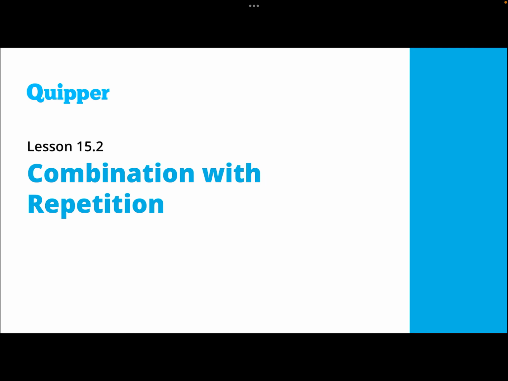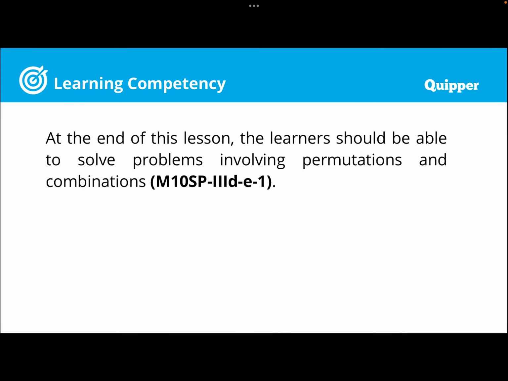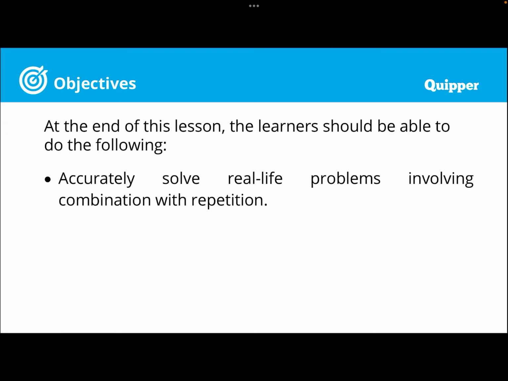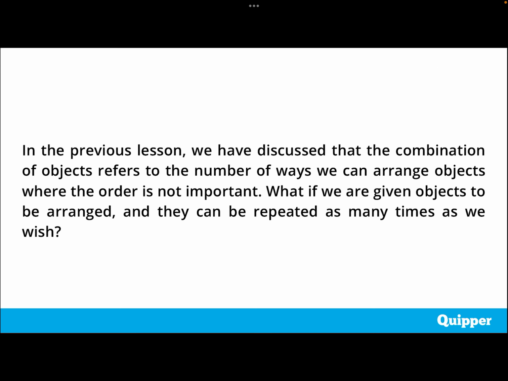So now for today's lesson, let's talk about the combination with repetition. At the end of the lesson, we can properly derive the formula in finding the number of combination of n objects taken r at a time if repetition is allowed. Carefully determine the values of n and r based on a given problem involving combination with repetition. Again, when we say with repetition, pwedeng ulitin or inuulit. And accurately solve real-life problems involving combination with repetition.